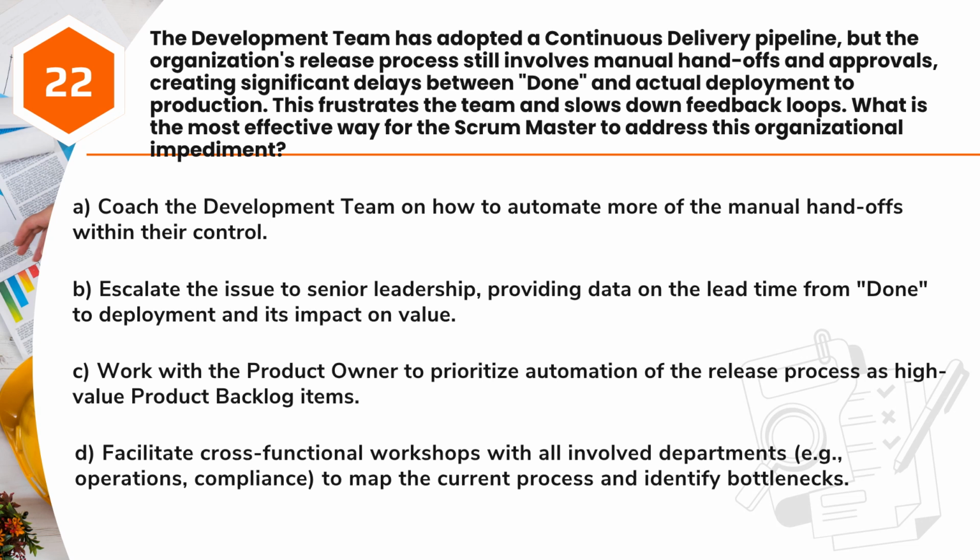A. Coach the development team on how to automate more of the manual handoffs within their control. B. Escalate the issue to senior leadership, providing data on the lead time from done to deployment and its impact on value. C. Work with the product owner to prioritize automation of the release process as high-value product backlog items. D. Facilitate cross-functional workshops with all involved departments, e.g., operations, compliance, to map the current process and identify bottlenecks.